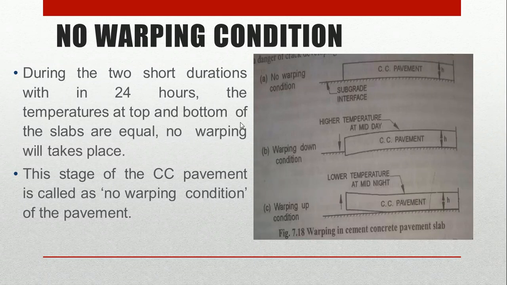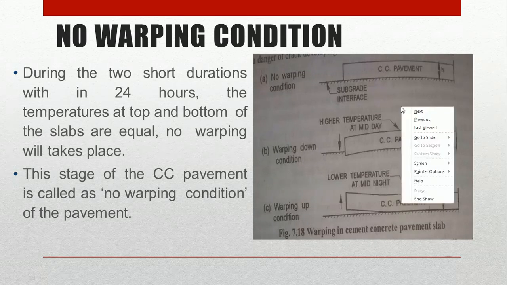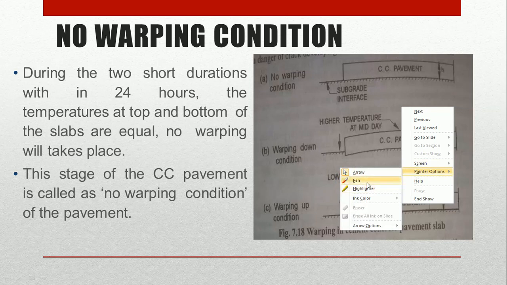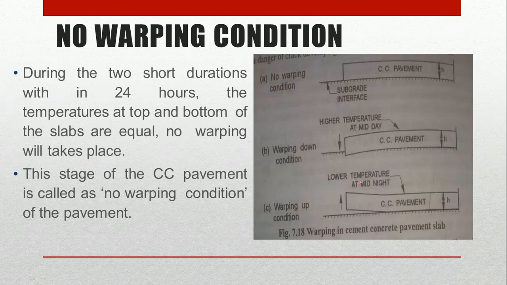What no warping condition means, you can observe in the figure clearly. The no warping condition is when, for a too short duration in the entire 24 hours, the temperature at the top and bottom of the slab are equal. At that stage we can consider it a no warping condition. So the stage of the cement concrete pavement where there is no warping, we are considering as the no warping condition.